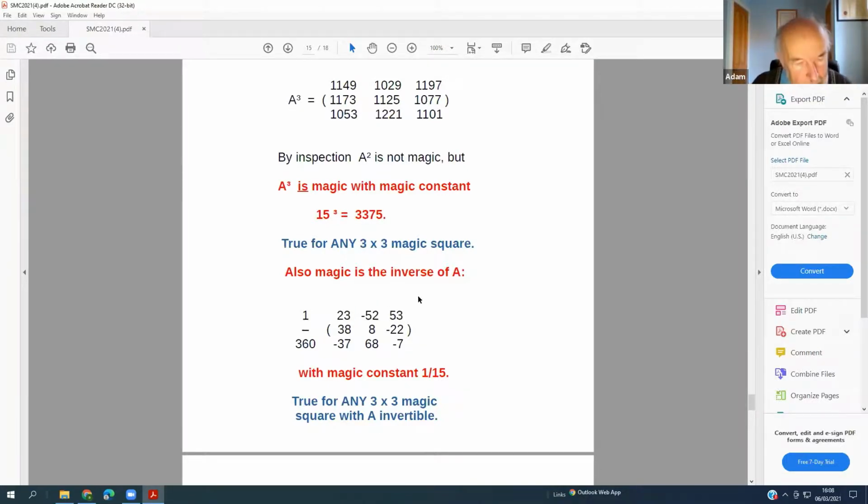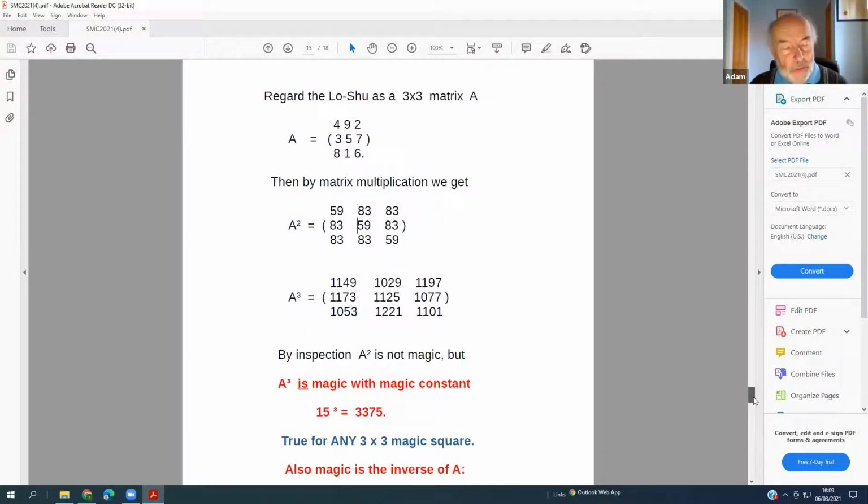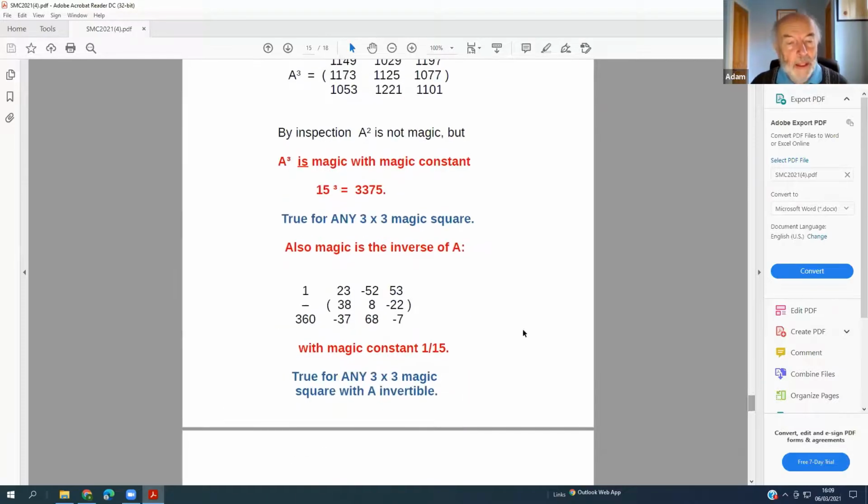Then it turns out that this is again a magic square whose constant is the inverse of the magic constant of A. And it turns out that this is true for any 3 by 3 magic square whose matrix is invertible. And the other one is true in complete generality. This one up here, which doesn't rely on invertibility, is in fact true for any 3 by 3 magic square, connection with matrix multiplication. And this is something which is absolutely intrinsic to 3 by 3. There's no corresponding 4 by 4s.